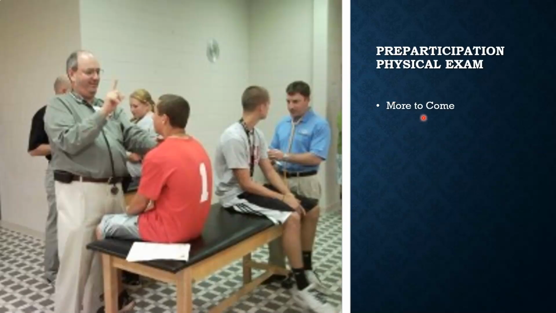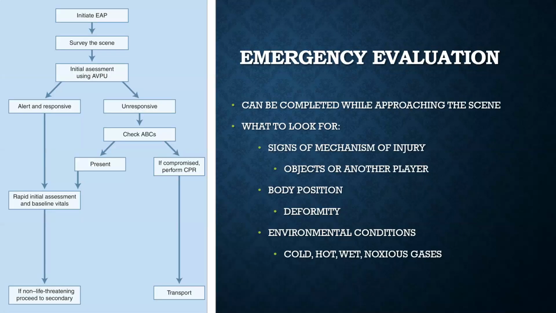As far as the pre-participation physical exam, we'll spend more time on that when we talk about sudden death in athletics during the second unit in this course. So we're going to spend the rest of this time talking about emergency evaluation and the use of vital signs within the emergency situation. And you can see the overall algorithm and flow chart associated with this, with a situation where if we have a non-life-threatening situation, we're going to end up going into our secondary assessment.